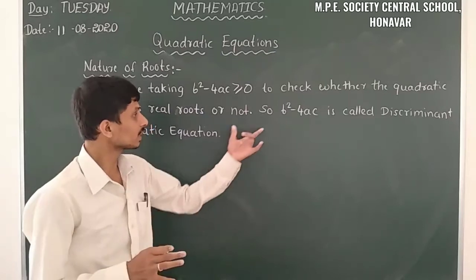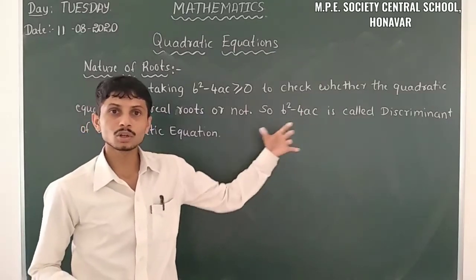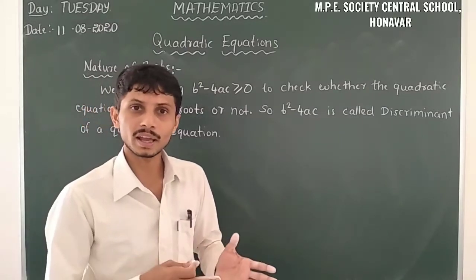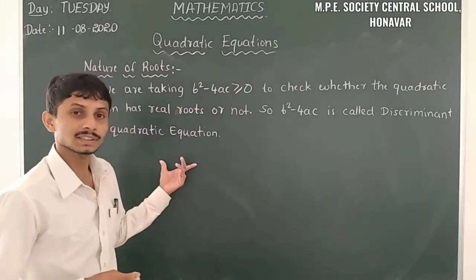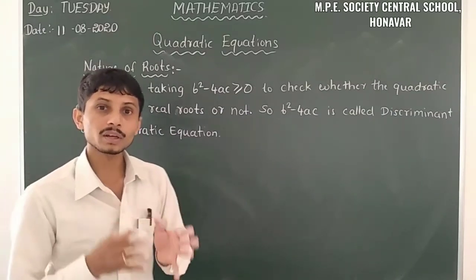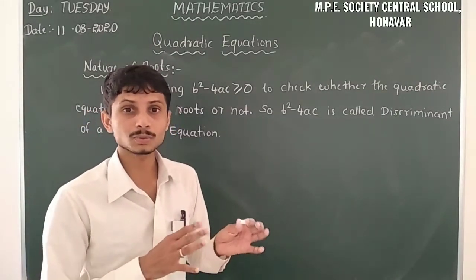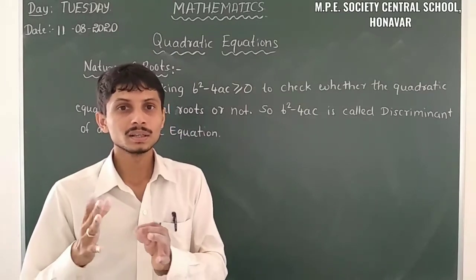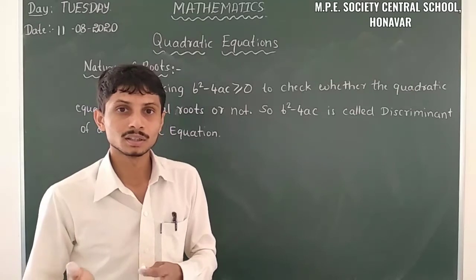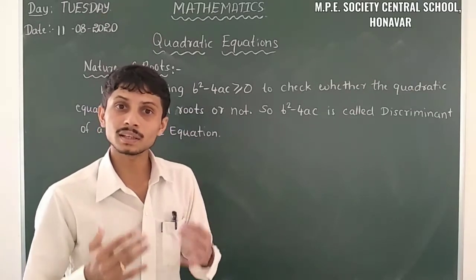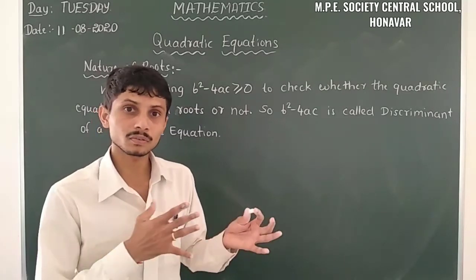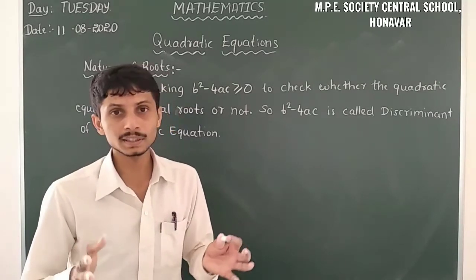Firstly, we have to take b square minus 4ac. After that, we have to check whether this quadratic is having real roots or not. So there are some cases. We have to analyze when we are taking the method of solving quadratic equation by factorization or by completing the square. In some cases the real roots we got are distinct roots. That means the roots we got are completely different.